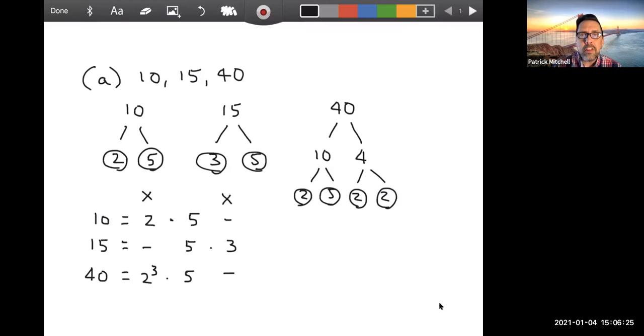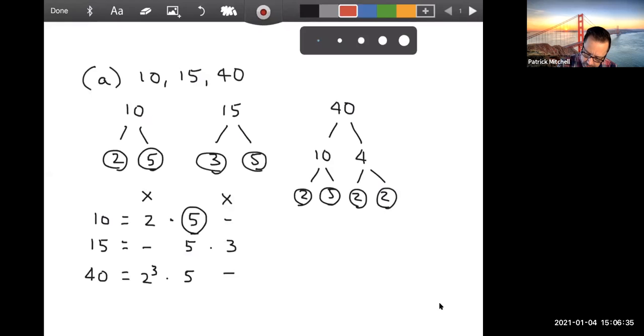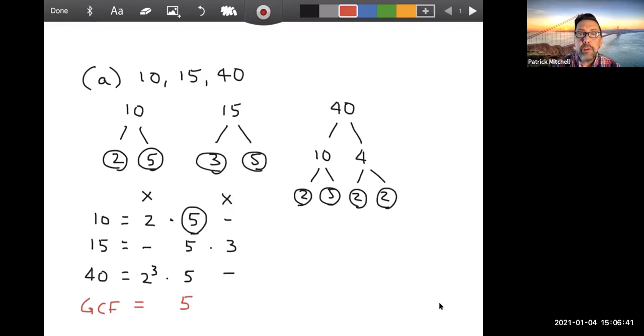And when I go to circle the smallest power, it's actually a tie. All right. So you can just pick any one of them. And the greatest common factor of these 3 numbers is 5, which you might have been able to tell just by looking. But the great thing about this method is it works even when you have bigger, more complicated numbers, like in the next example, I think.